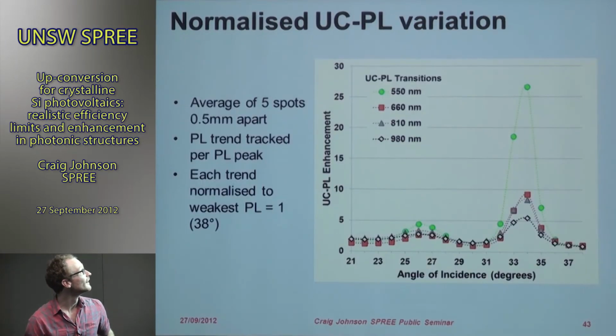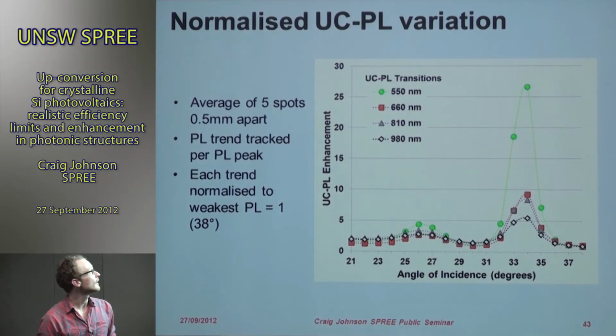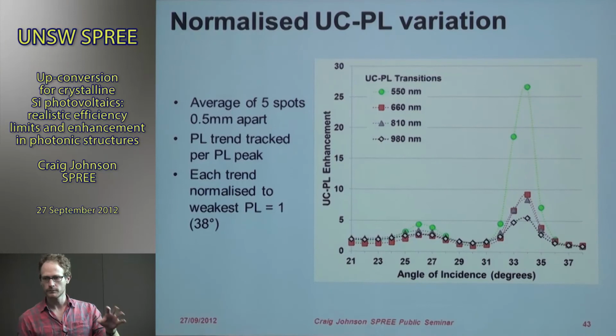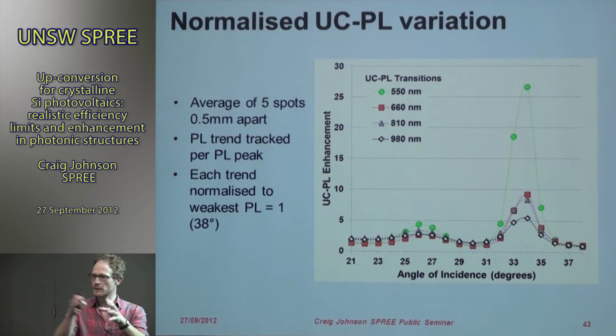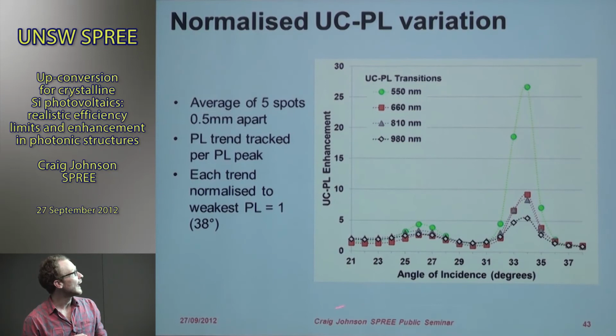We did our best. So looking at the normalized variation in the upconversion intensity for 5 spots that were 0.5 millimeters apart on the sample, we tracked the PL trend per peak. So each peak was considered an individual experiment, and they were each normalized to the weakest PL for that peak.